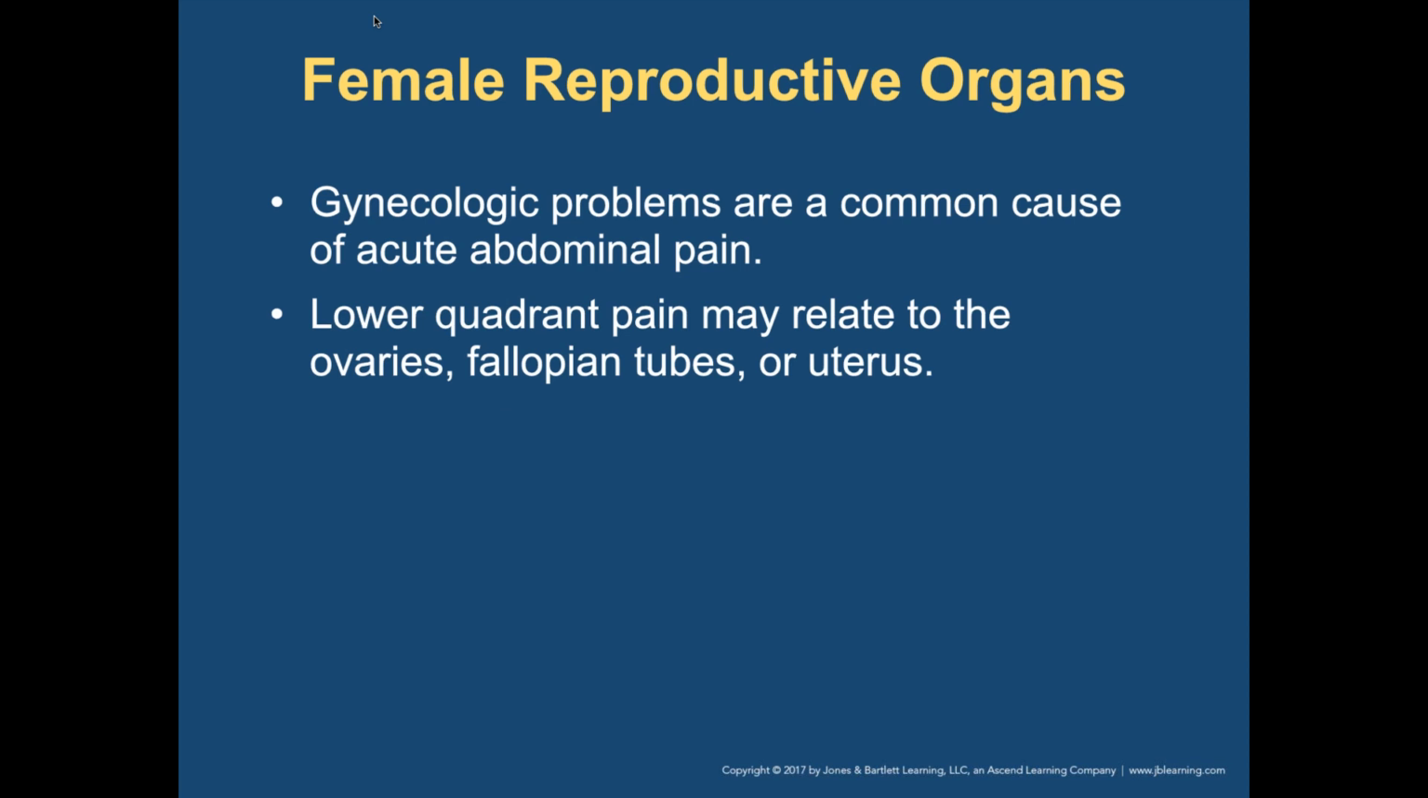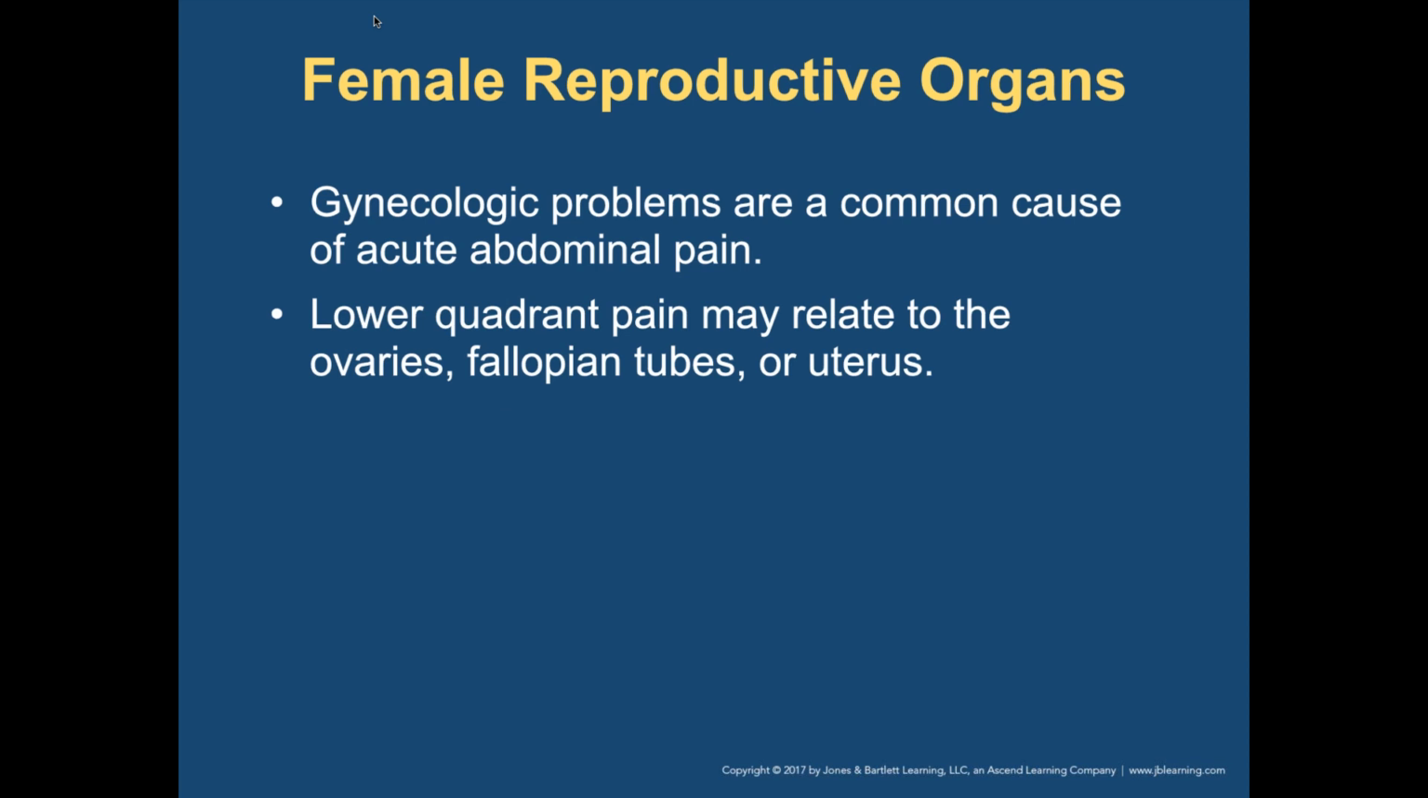All right, female reproductive organs. Gynecologic problems are a common cause of acute abdominal pain. Lower quadrant pain may relate to the ovaries, fallopian tubes, or the uterus, and we're going to really get into this when we start talking about childbirth and OB. It's not a fun chapter, but it is very interesting because there's so many things that can kind of go wrong. There's a very good reason why there's a whole medical route you can go down. So we're going to cover that in chapter 23 when we get to gynecologic emergencies. We're not really going to go too much into it here.